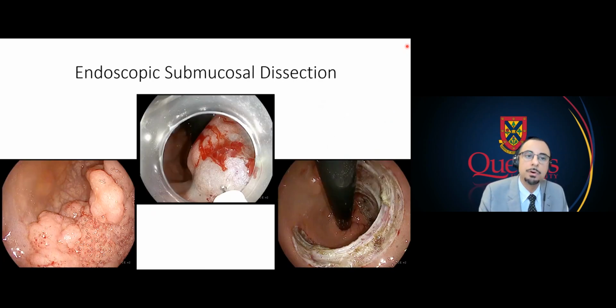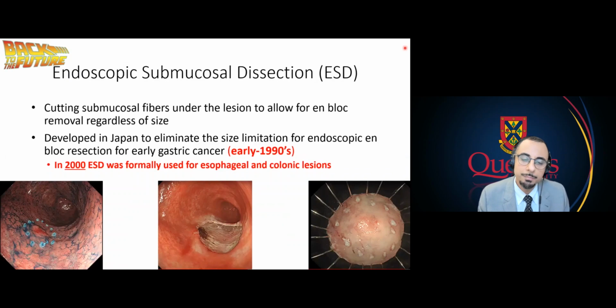So now I'll move on to ESD, or endoscopic submucosal dissection. ESD involves cutting the submucosal fibers underneath the lesion to allow us to remove the lesion en bloc, regardless of how big it is. It was initially developed in Japan to eliminate the size limitations for endoscopic en bloc resection for early gastric cancers. This was developed in the early 1990s, and then it was expanded for esophageal and colonic lesions in 2000 in Japan.